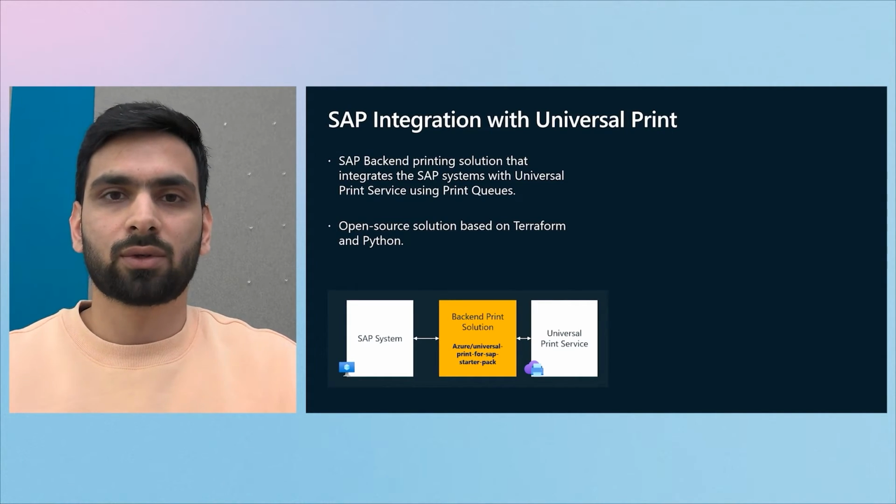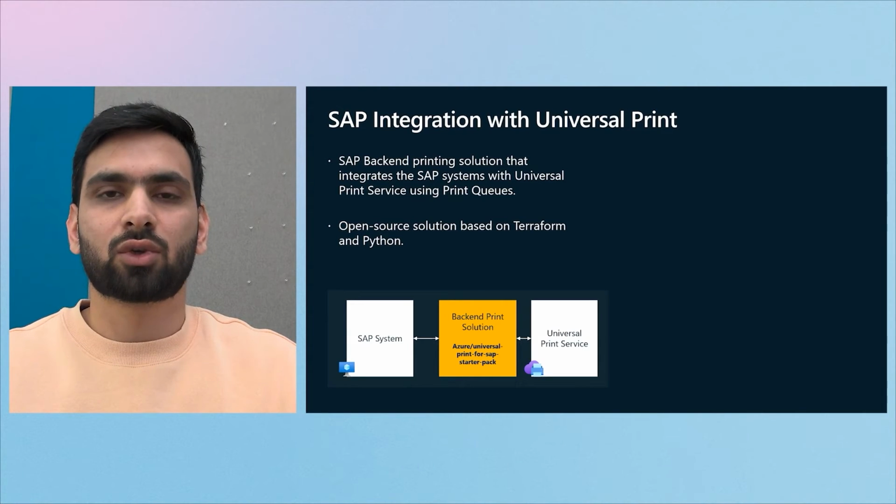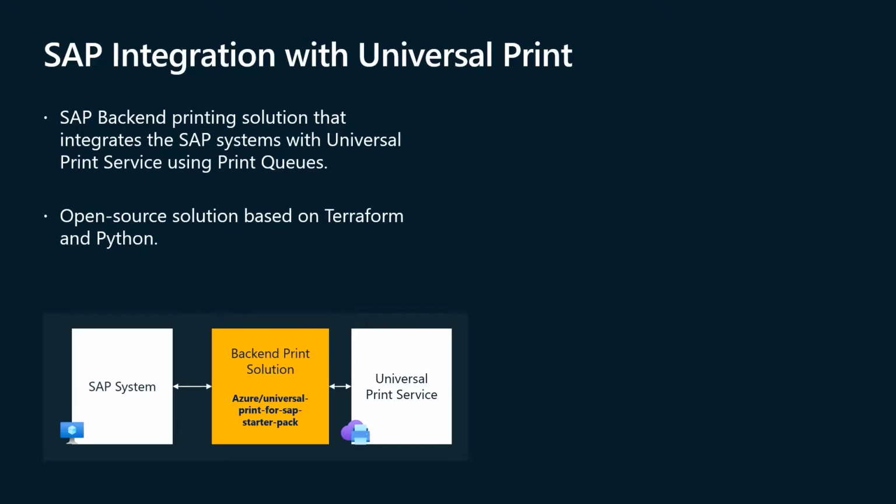To get you started with the integration of SAP systems with the Universal Print service, we have shipped an open source solution on GitHub. This open source solution interacts with the SAP print queues on the SAP backend via the SAP OData Service API Cloud Print pull service and dispatches these requests to the Universal Print managed printers using the Microsoft Graph API.